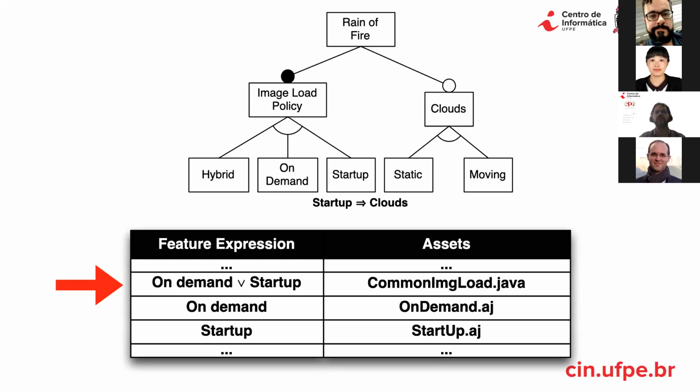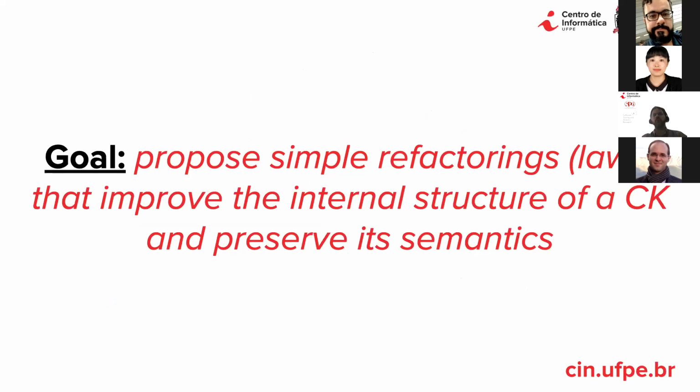So our goal in this work is pretty much to propose a number of refactorings that we call laws because they are equivalence relationships between the models, focusing on improving the internal structure of the model while preserving its semantics. So as the product line evolves, you might have some quality deterioration of this model. So we need to take that into account to avoid problems of maintainability.